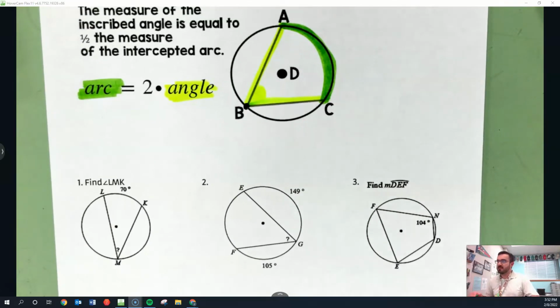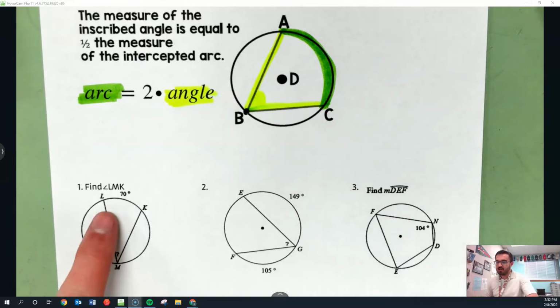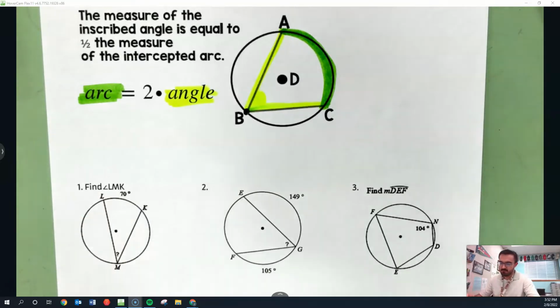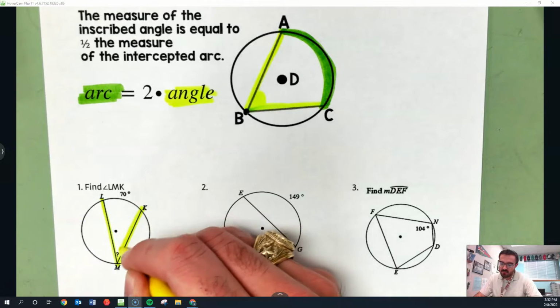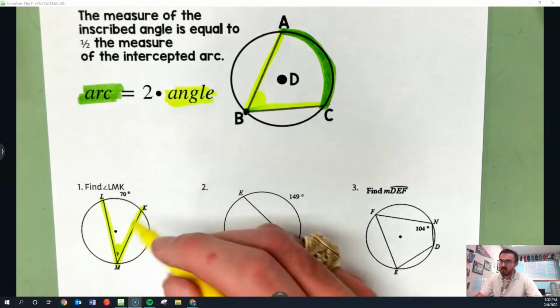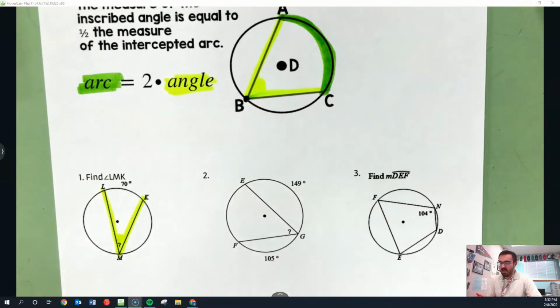In this first one, we're looking for the measure of angle LMK. I'm going to color it. You might have 2 highlighters out. Maybe pick a green or an arc highlighter and an angle highlighter. I'm going to do yellow as my angle highlighter. This is LMK. That's my angle. That's what I'm looking for. And this is my arc.